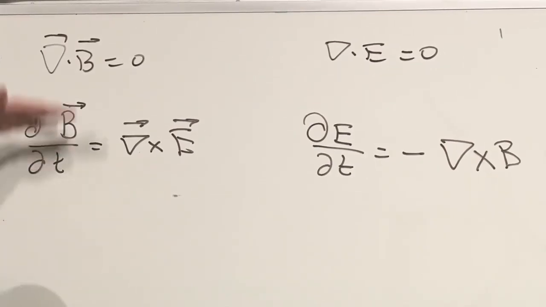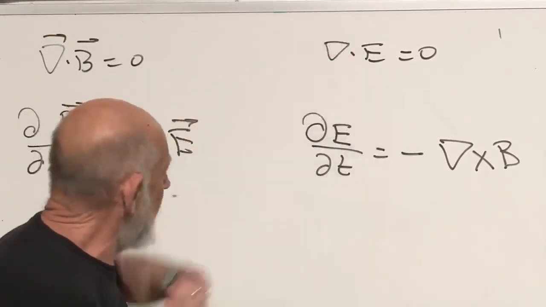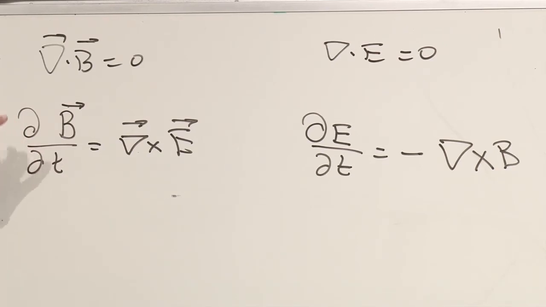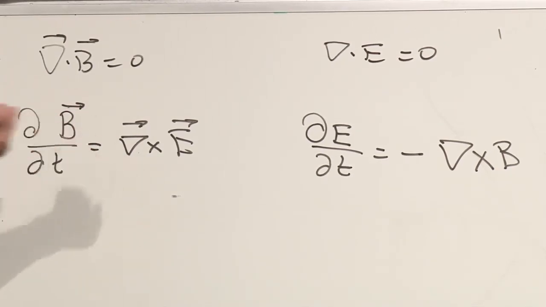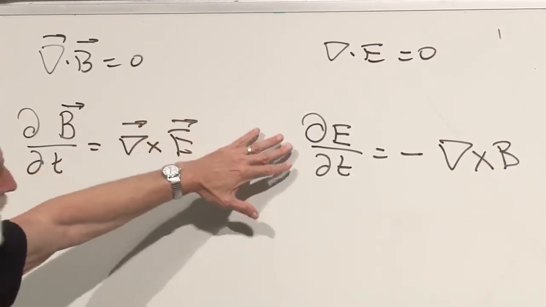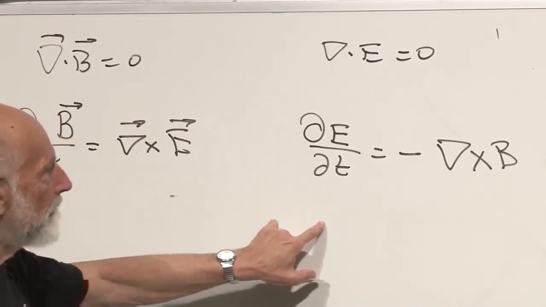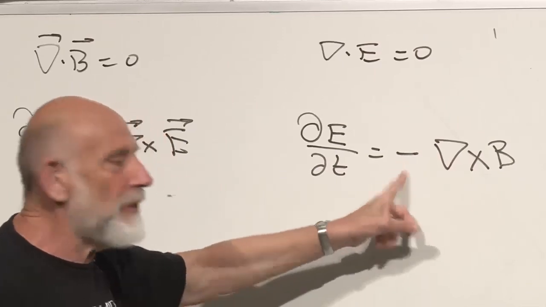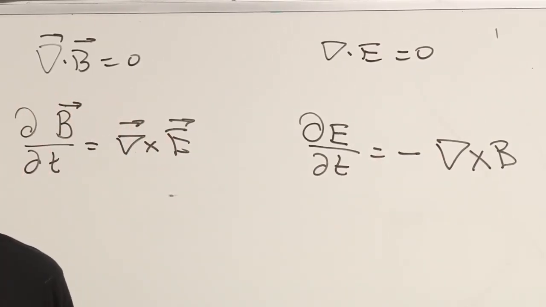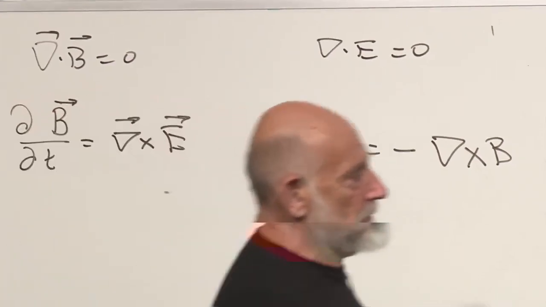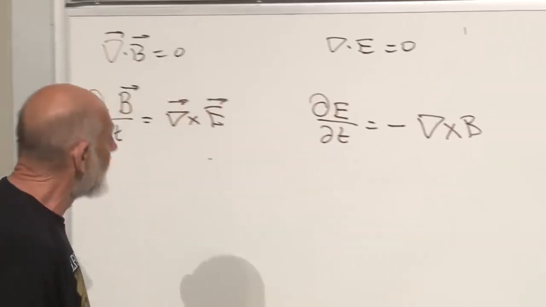They're easy to remember. Del dot B equals 0, del dot E equals 0, and one of them says that the time derivative of the magnetic field is the curl of the electric field, and the other one says the time derivative of the electric field is the curl of the magnetic field. The only thing you have to remember is where the sign goes. That takes a couple of minutes to work out, but I'll leave it to you.